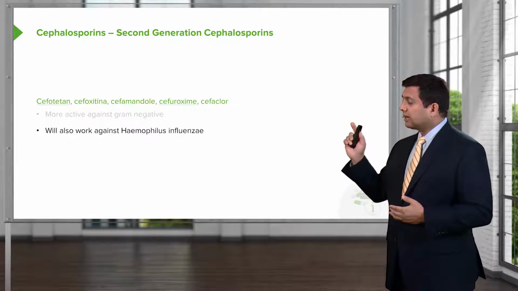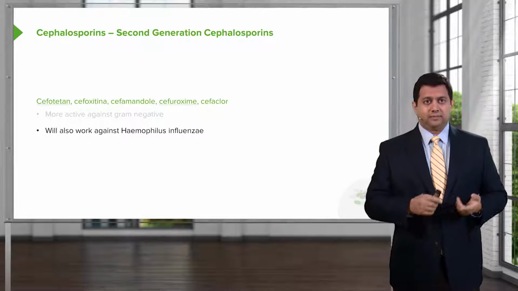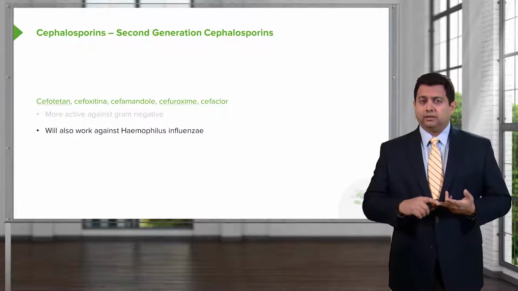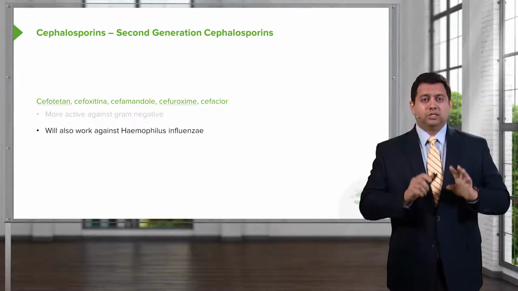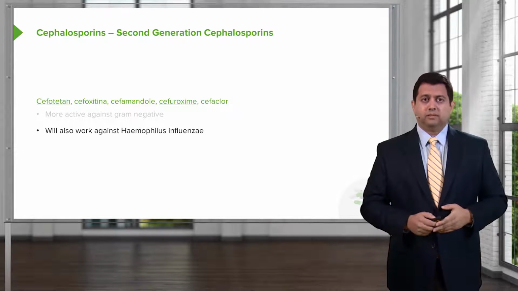Now, if you notice very carefully, I've underlined two of the agents. I've underlined cefotetan and I underlined cefuroxime. These are the drugs you need to know. Cefuroxime is commonly used in pneumonia treatment.